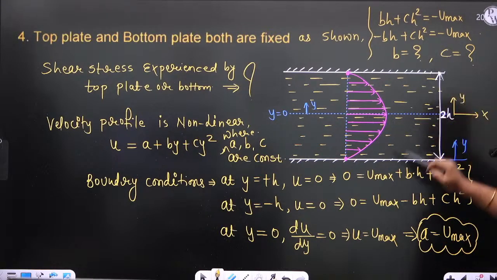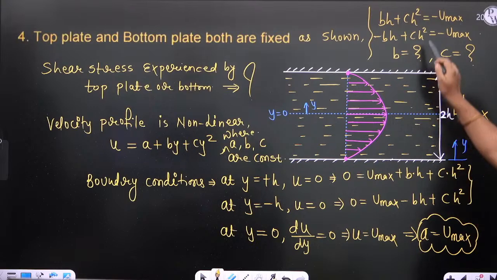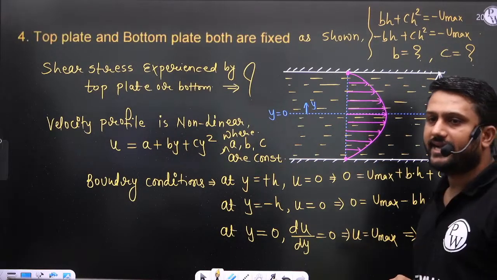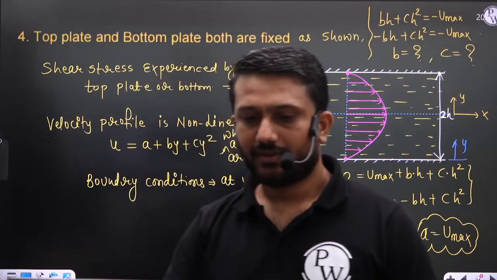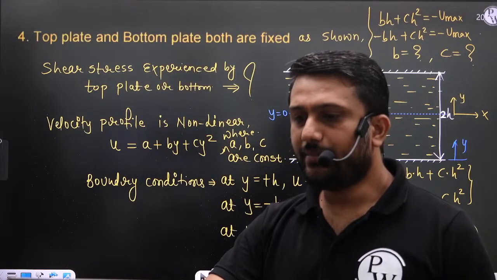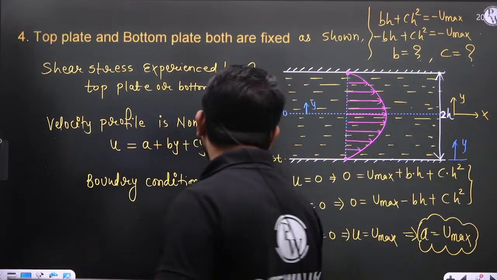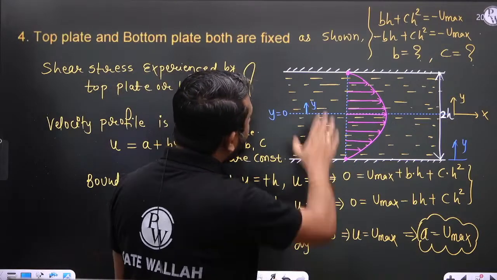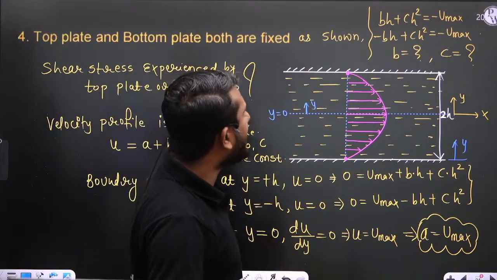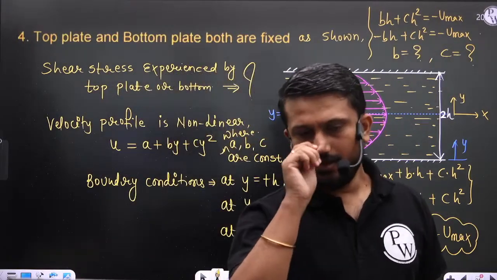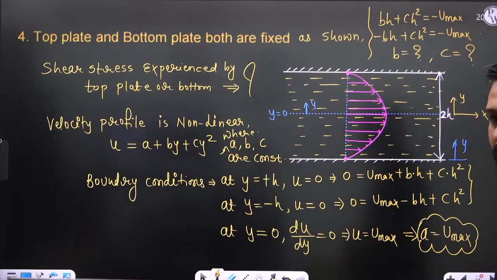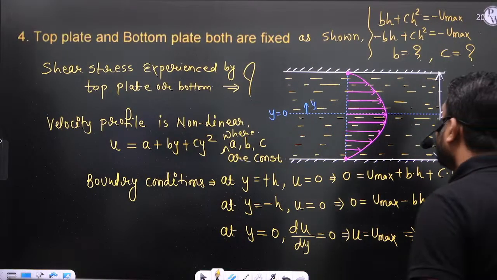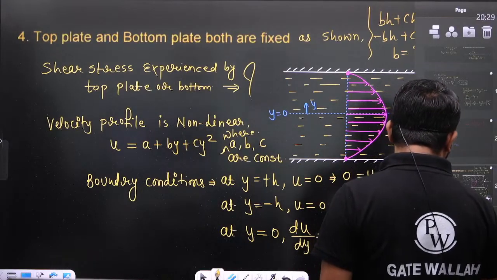Now you have two equations and two unknowns, and those unknowns are b and c. So can you calculate b and c? Easily you can calculate, two equations and two unknowns. So what are you getting?